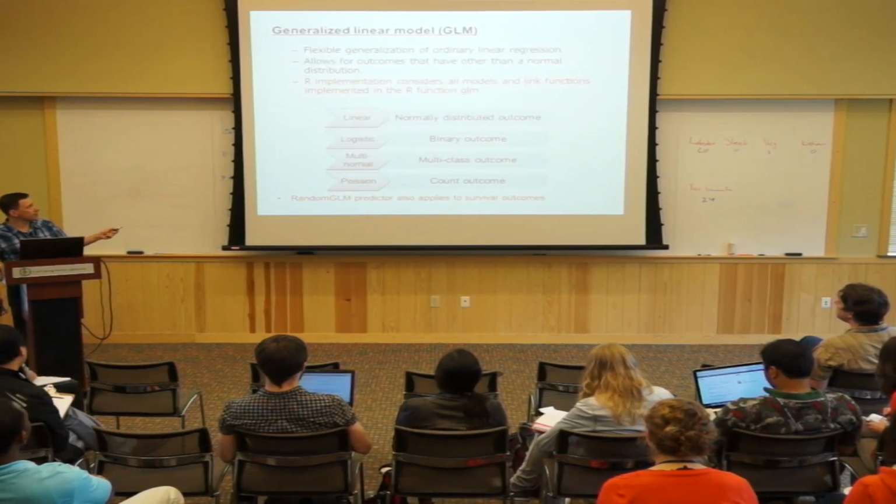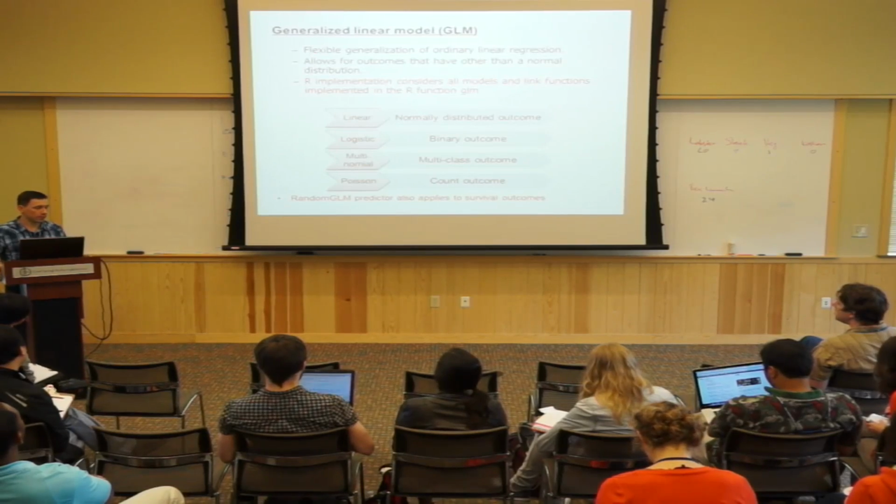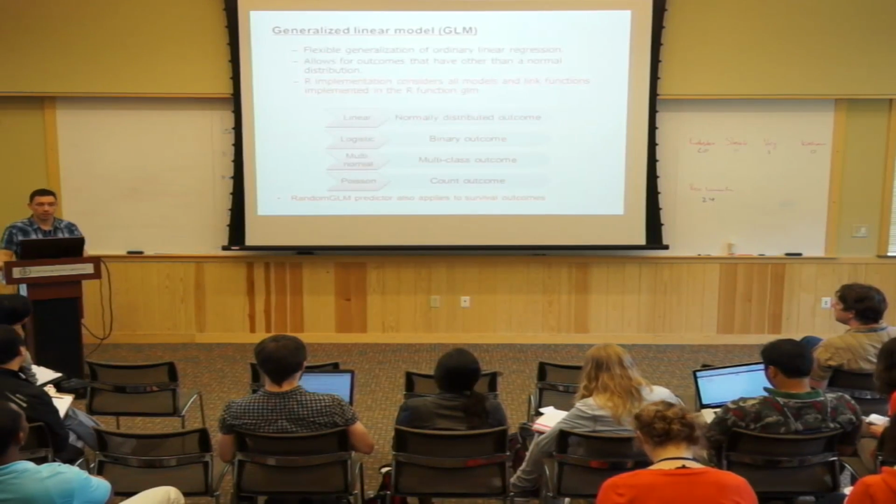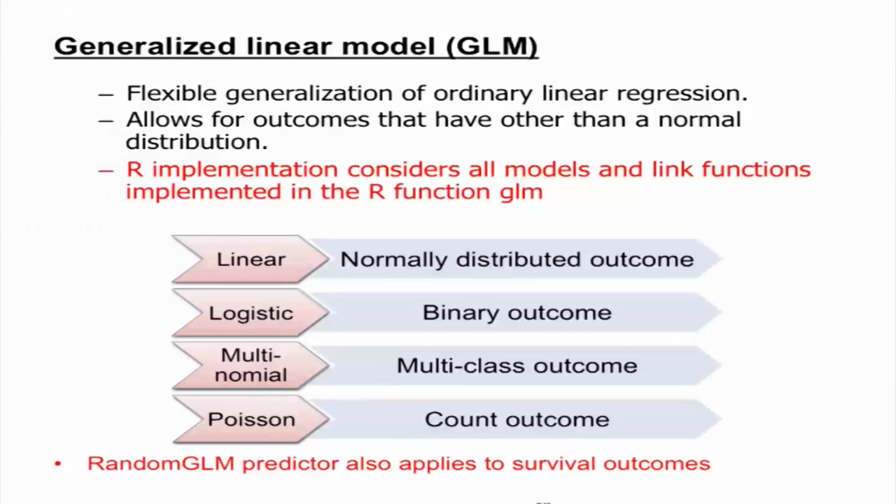Now, although generalized linear models typically are not related to survival outcomes, for the experts I mention, if you have a survival outcome, like cancer survival time, which is a censored variable, this predictor can also deal with that. I mean, this random GLM predictor can really be applied to most outcome types you can think of.